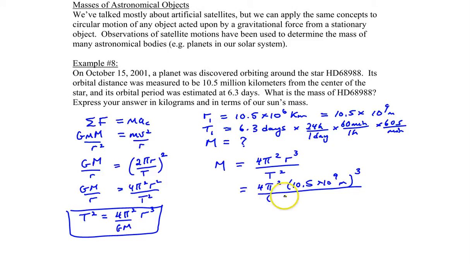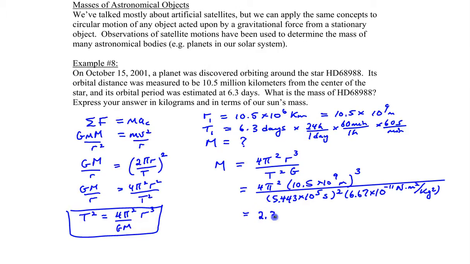You should get approximately 5.443 times 10 to the power of 5 seconds, and this quantity is squared. I just realized that I'm missing G down here, so this is also multiplied by 6.67 times 10 to the power negative 11 in units of newton meter squared per kilogram squared. When you plug that all into your calculator, you should get approximately 2.3 times 10 to the power of 30 kilograms. So this is the mass of the star.